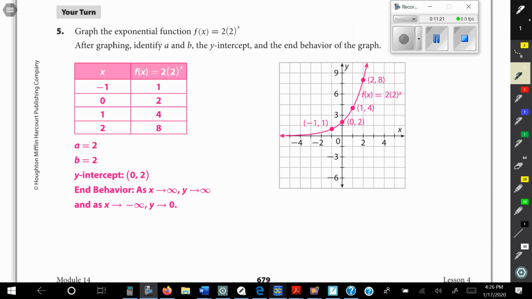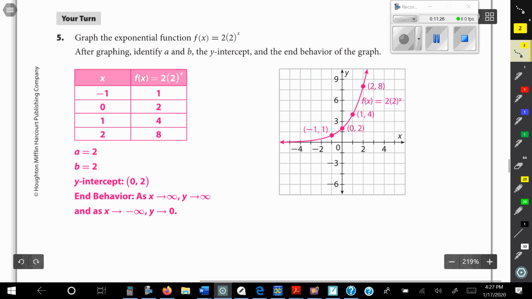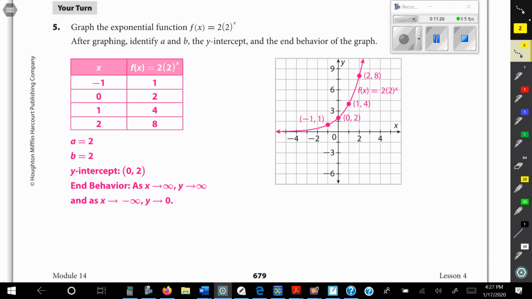Okay, this should be what you get. Your graph should look like this, and it's going up, and same as before, since you have a positive a and a b that's greater than 1, then you're going to have end behavior as x goes to infinity, y goes to positive infinity, and as x goes to negative infinity, y goes to 0.